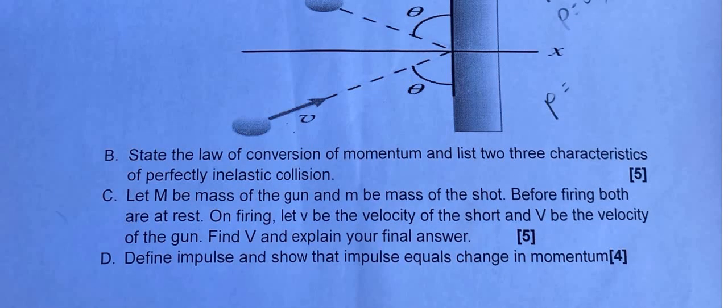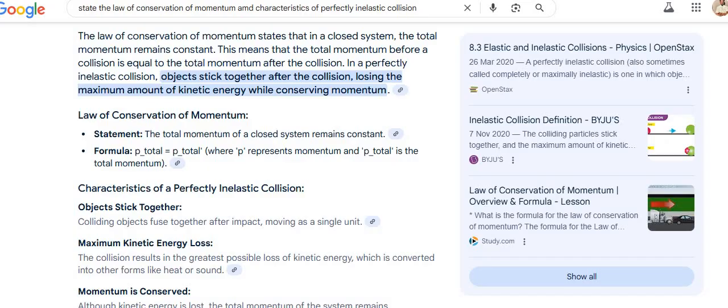And here they are simply saying state the law of conservation and list 3 characteristics of a perfectly inelastic collision. So this is supposed to be conservation. Yeah, this is supposed to be conservation. Okay, this here should help.